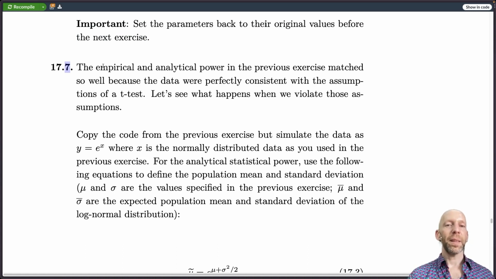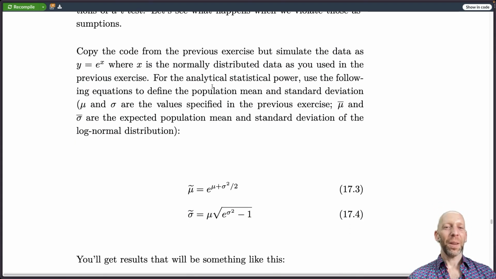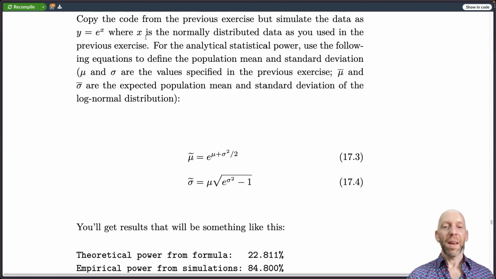Okay, so basically, the empirical and analytical power matched super closely, and that's largely because the data were perfectly consistent with the assumptions of a t-test and therefore also with the assumptions of statistical power calculations. What we're going to do now is break the rules and see what happens. Start by copying the code from the previous exercise, but change how the data are simulated. Instead of drawing the data from a normal distribution, you want log normal distributed data. And it's really simple to do that.